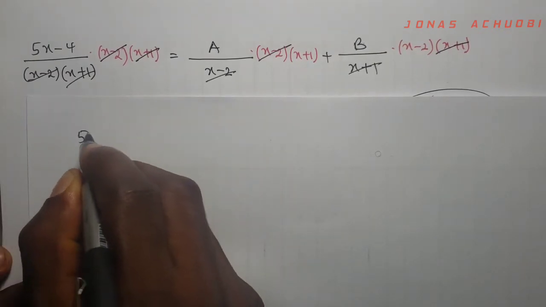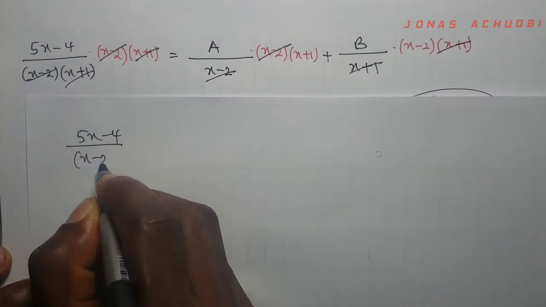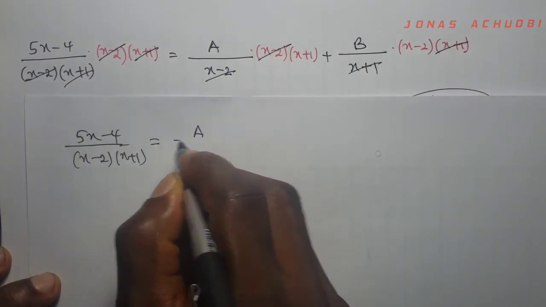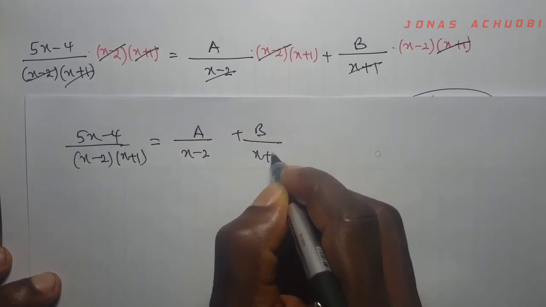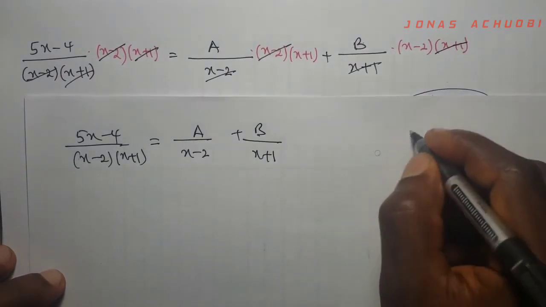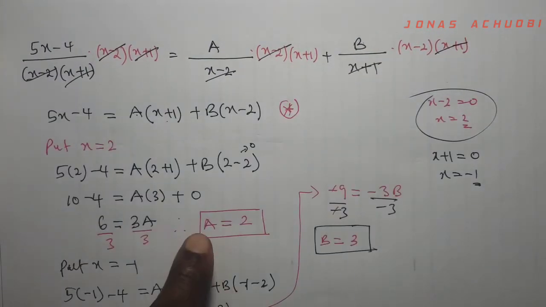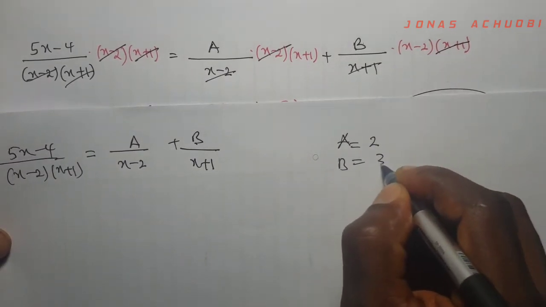We had split 5x minus 4 over (x minus 2)(x plus 1) into a over x minus 2 plus b over what? x plus 1. And now the values of a and b have been found. So a is 2 and b is 3.